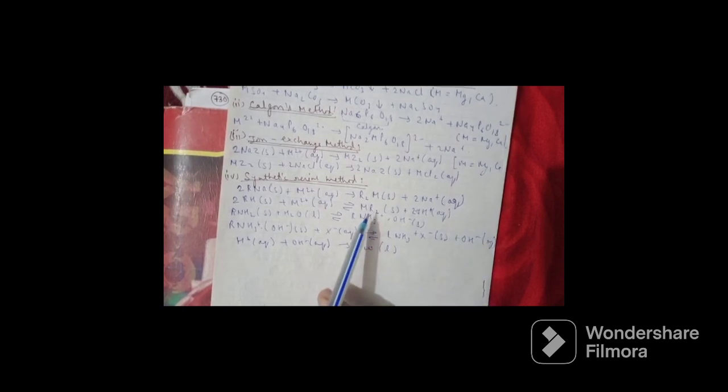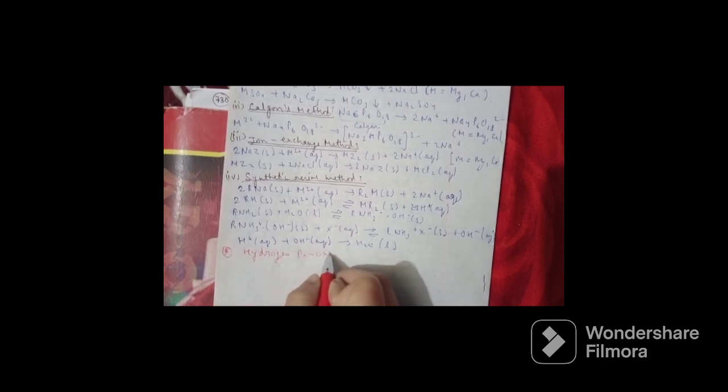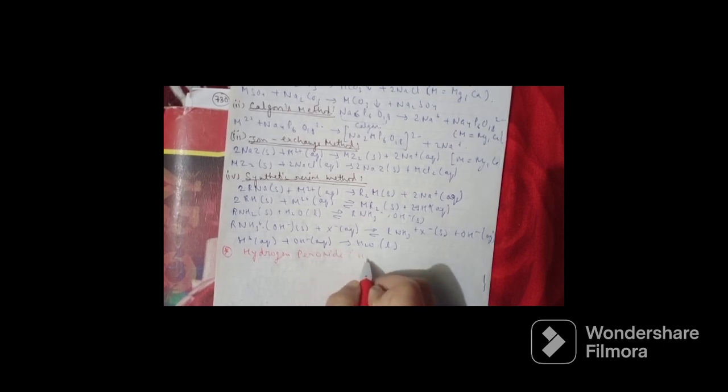So the exhausted cation and anion exchange resin beds are regenerated by treatment with dilute acid and alkali solution, respectively. Now we go for another topic, which is hydrogen peroxide, H2O2. Let's go for it. The next heading we talk about is hydrogen peroxide, H2O2.